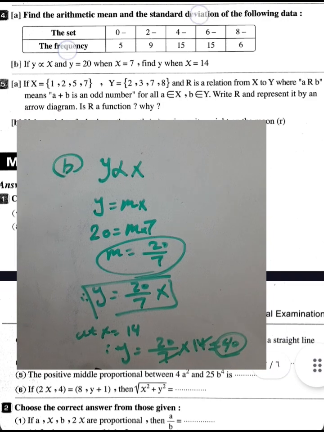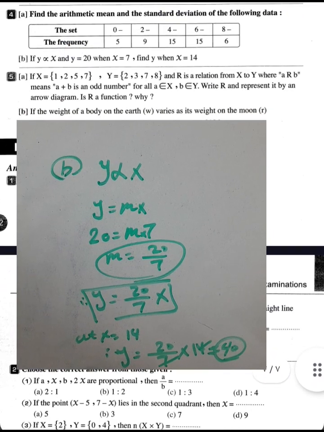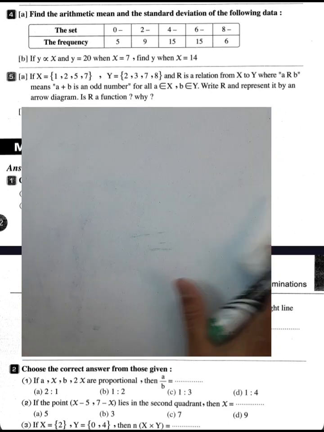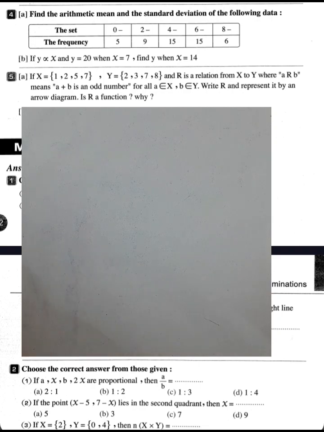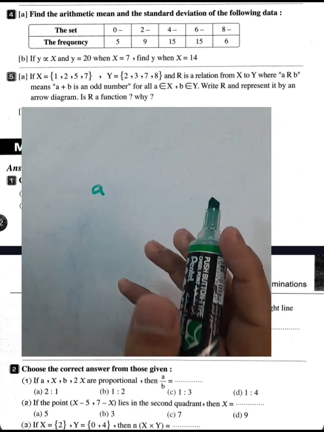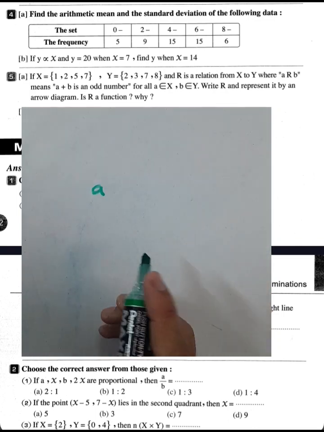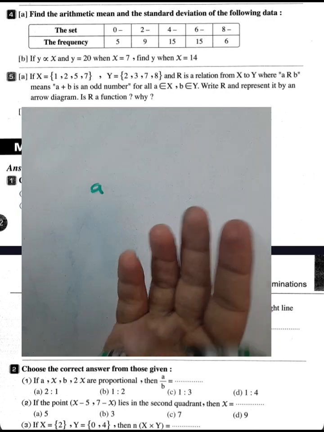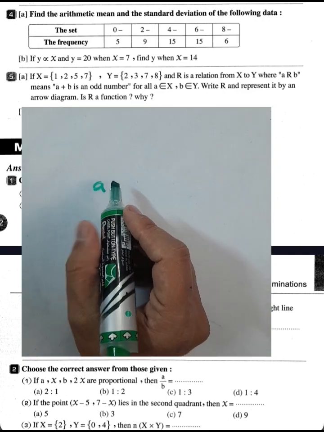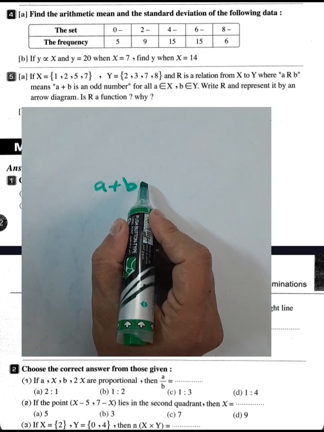Next example, question number 5. He wants to find the relation between x and y. He gives us x: 1, 2, 5, 7 and y: 2, 3, 7, 8, and the relation between them refers to a plus b is an odd number. Okay, we know odd numbers mean 1, 3, 5, 7. And we have the rule here, a plus b is an odd number.